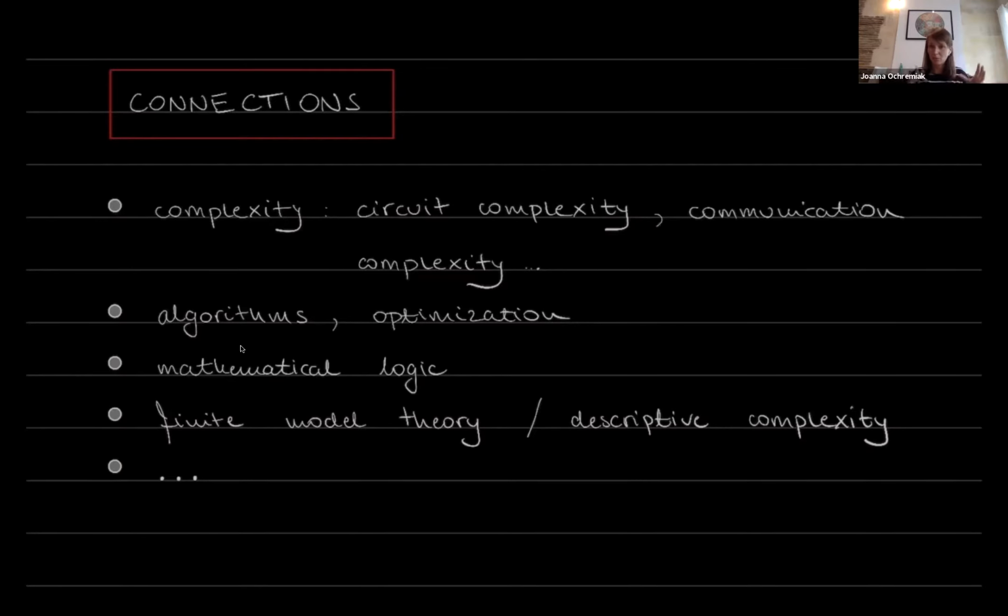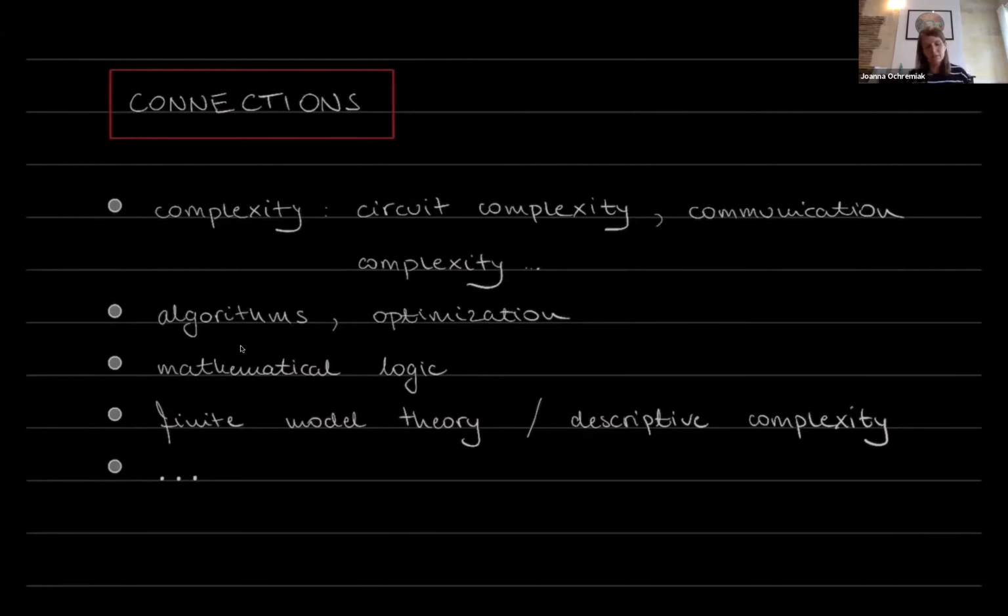Some proof systems manipulate circuits. Communication complexity: I don't know if you know what it is, but some lower bounds in communication complexity can be translated to lower bounds in proof complexity. I also talked a little bit about algorithms, and in particular optimization algorithms.